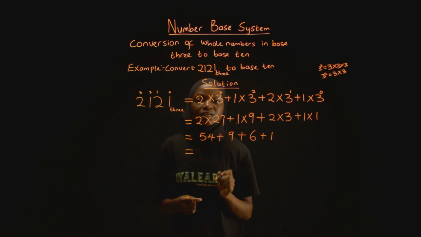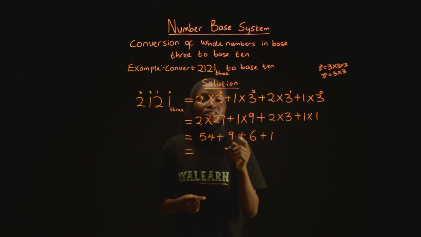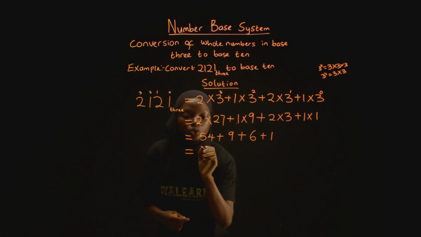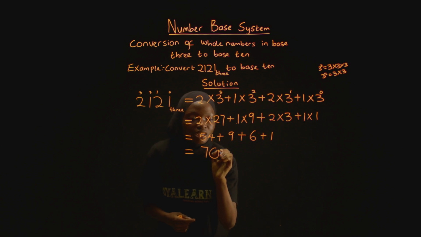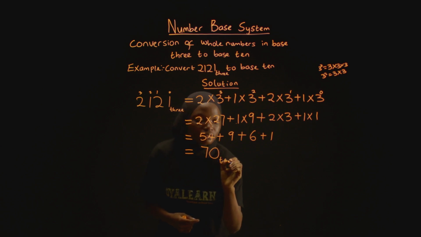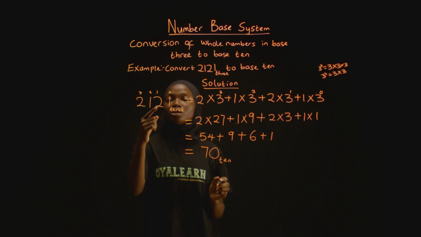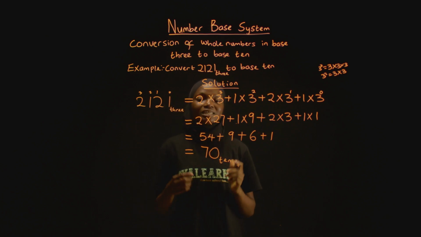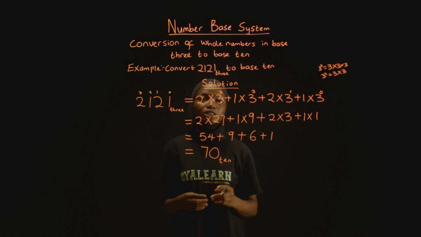54 plus 9, that gives us 63. 63 plus 6, that gives us 69. 69 plus 1, that gives us 70. So here you have 70 base 10. And that means 2121 base 3 is the same thing as having 70 in base 10. And that's how to convert a whole number in base 3 to base 10.